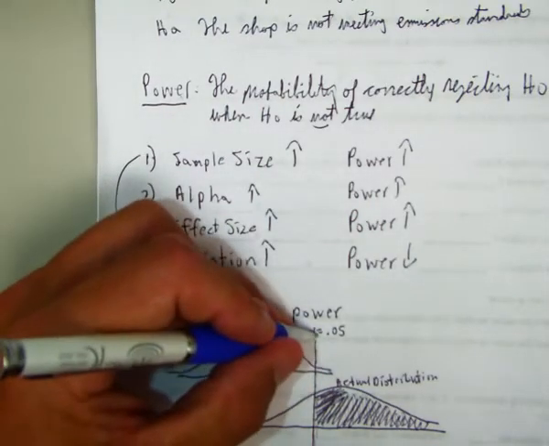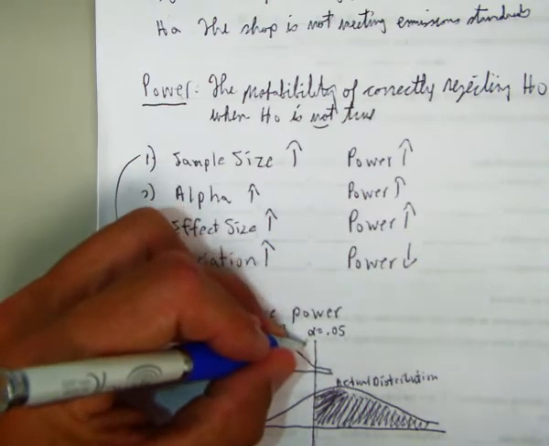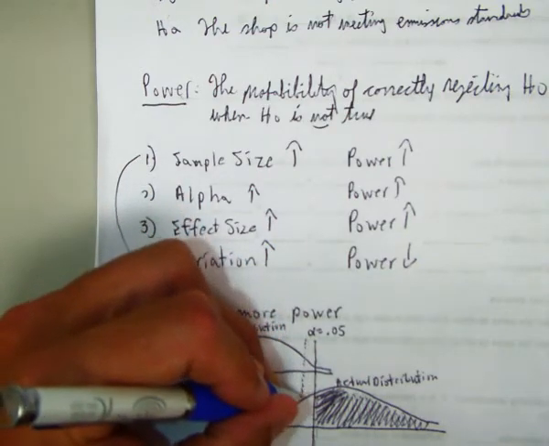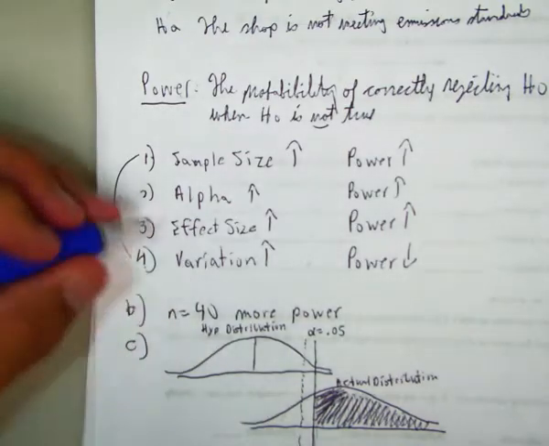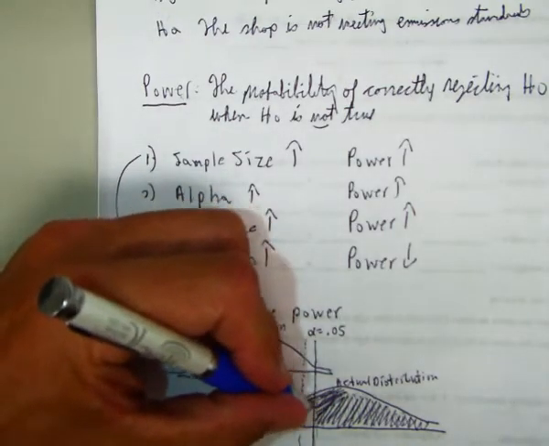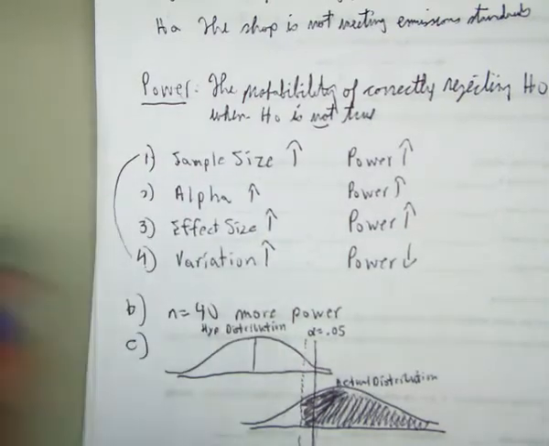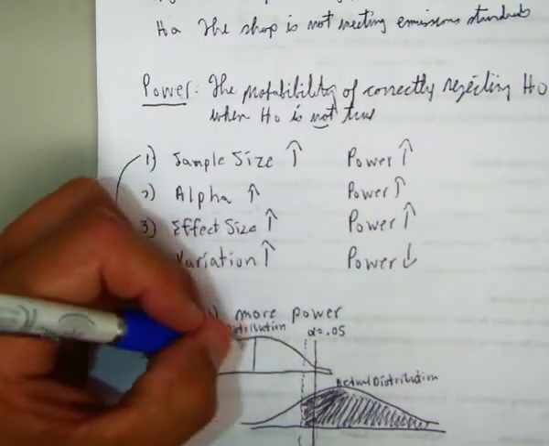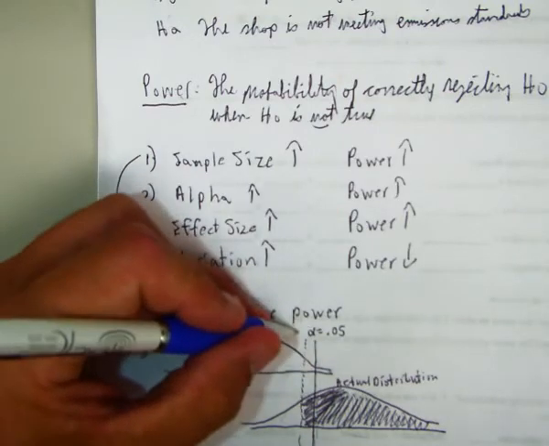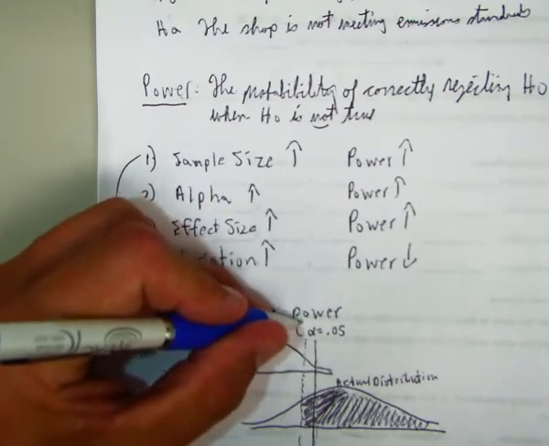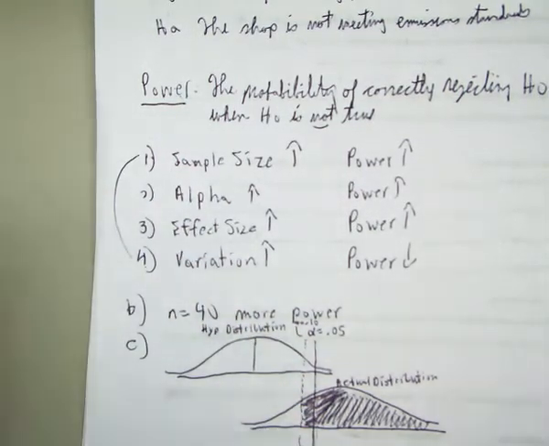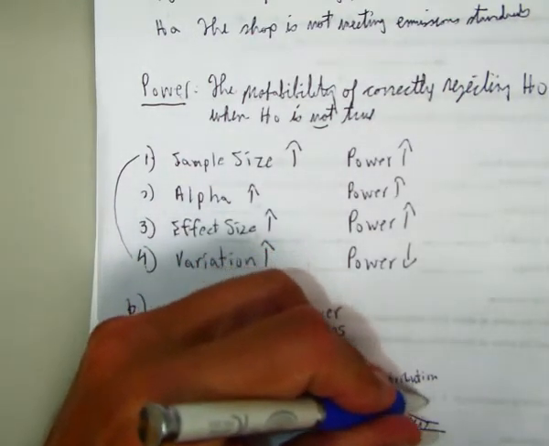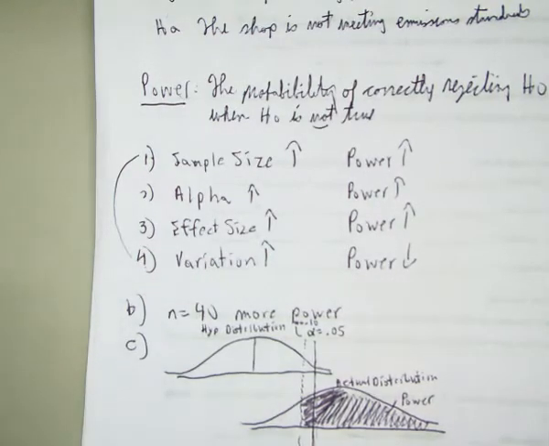Now let's increase alpha. If I increase alpha, I move alpha over here. Now if I move alpha over there, then what did I do? Well, I increased the region. So I'm more likely to correctly reject the null. Well, what did alpha become in this distribution? It went from 0.05 to 0.10. So when alpha increases, our power will also increase. Okay, so that's your answer to C.